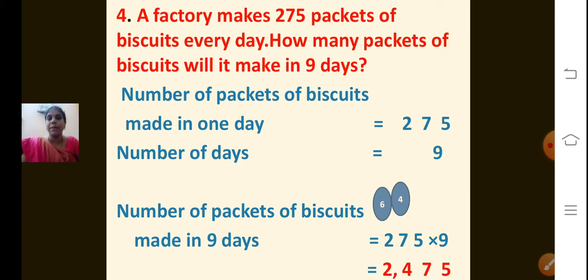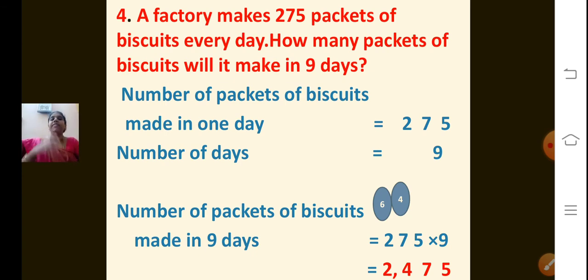Now last, a factory makes 275 packets of biscuits every day. It's a word problem. Listen to the question carefully and read the question 2 to 3 times till you understand. A factory makes 275 packets of biscuits every day. So the factory is making how many packets of biscuits in a day? 275 packets. In one day it is making 275 packets. How many packets of biscuits will it make in 9 days? In one day they have given, we have to find out for 9 days.